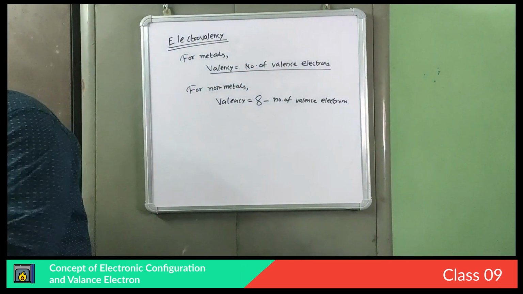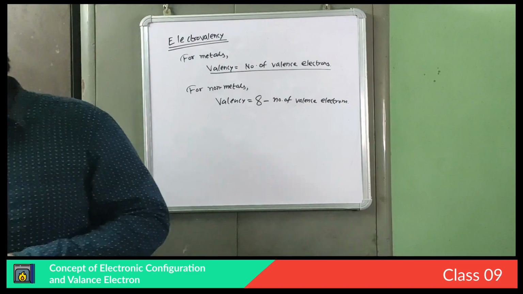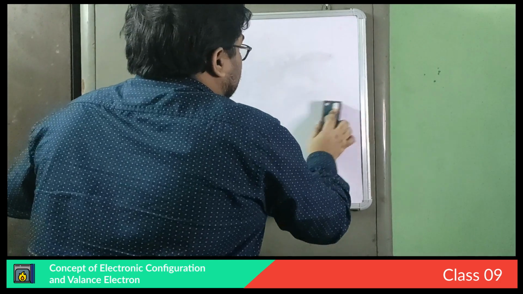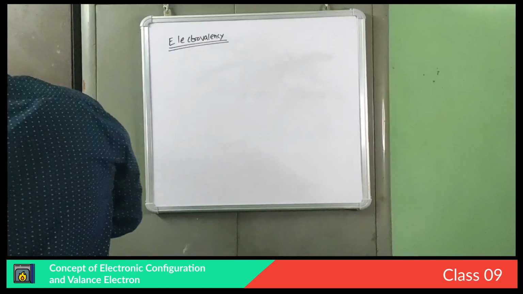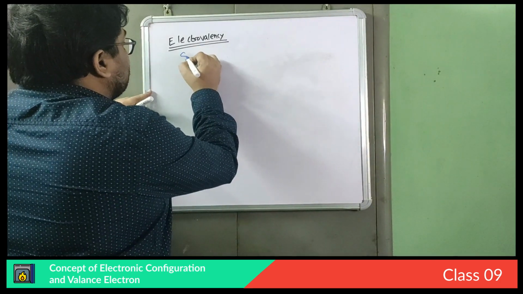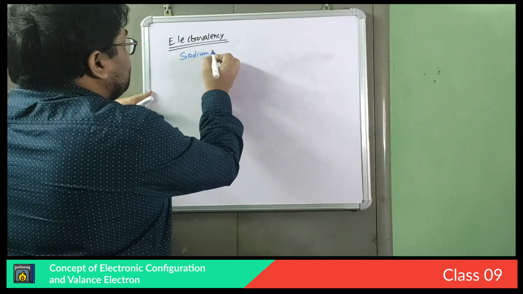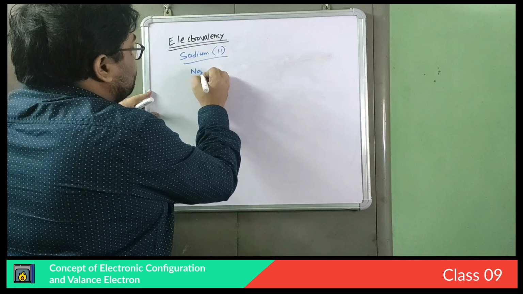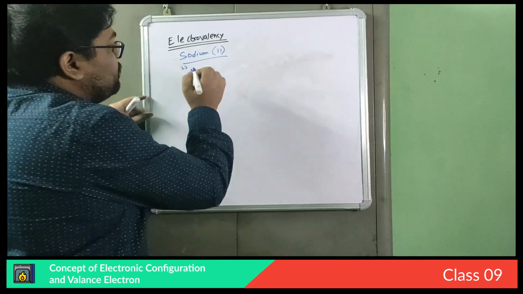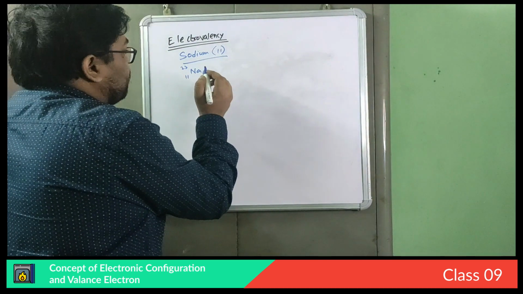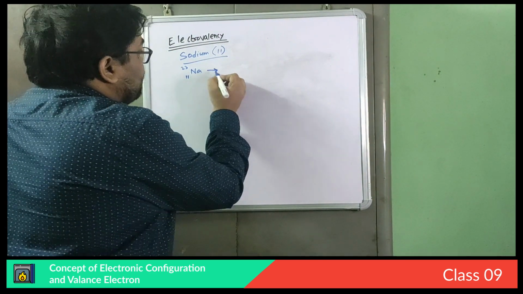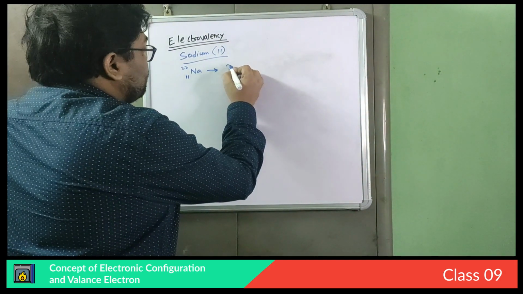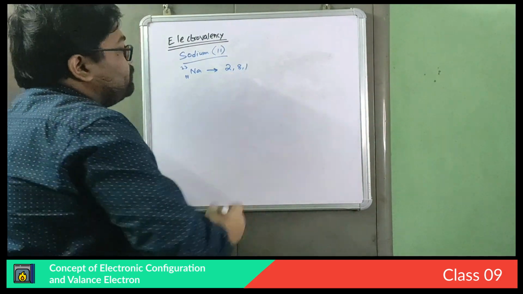So how to prove this relation? We have a few examples. Let's discuss some examples. Suppose I consider sodium. Now sodium is a metal. Its atomic number is 11, right? We write it as Na, 23 and 11. This is the mass number and this is the atomic number, right? So if I write the electronic configuration of sodium, how will I write? I'll write it as 2, 8, 1.